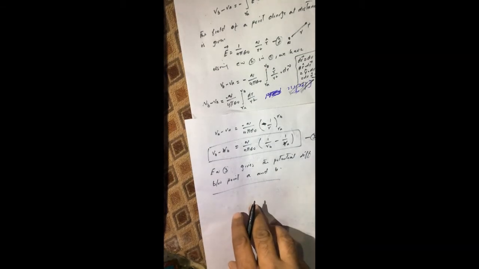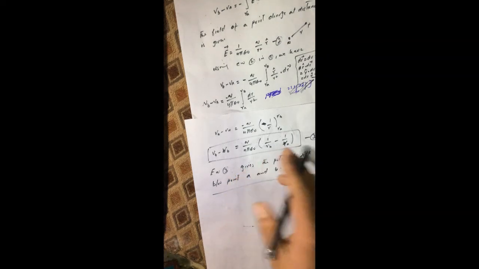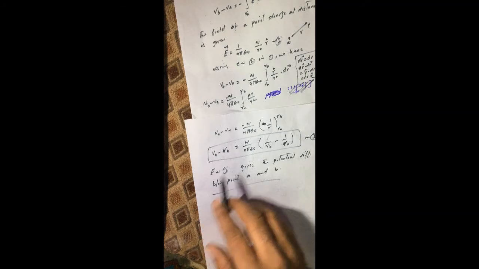Now here we simplify the integral by choosing to move the test charge from point A to point B along the radial direction. We solve the integral by moving the point charge from A to B along the radial direction, or along the radial path.